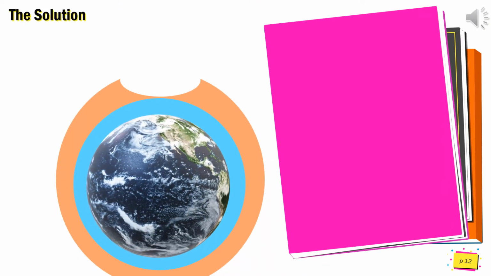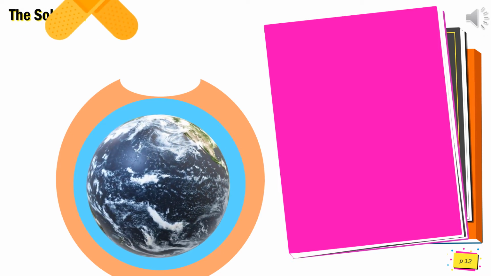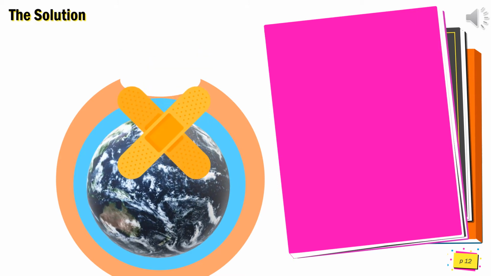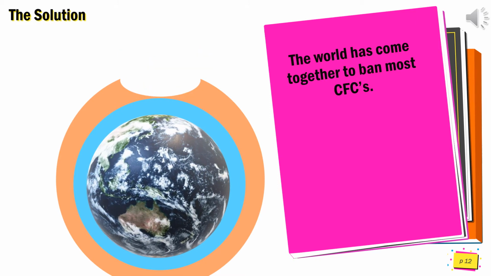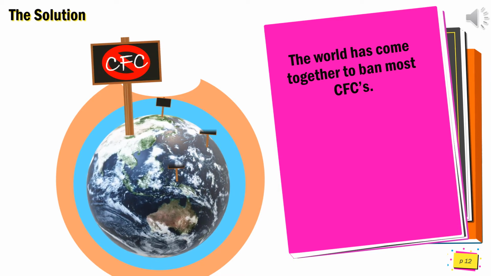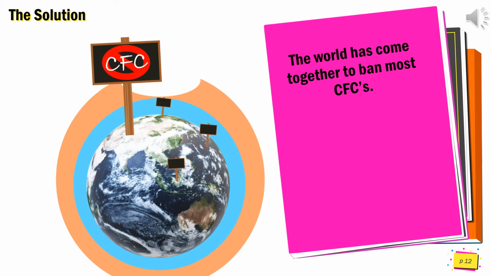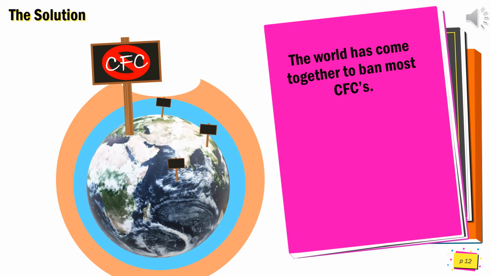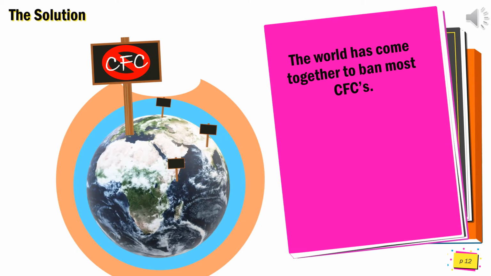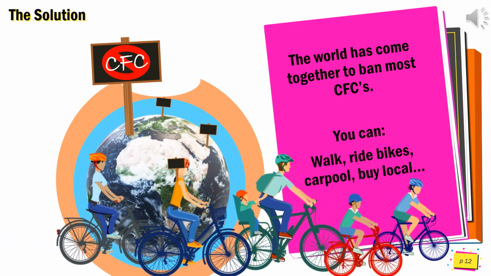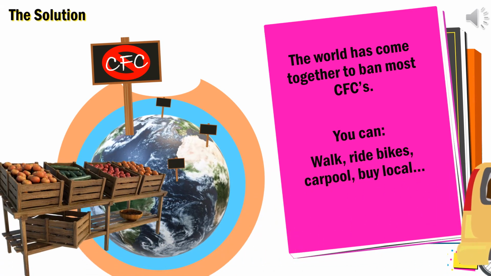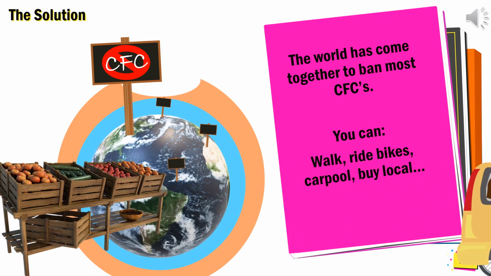So what can we do? What's the solution? Could we put a big band-aid over the hole in the ozone? No, that won't work. Most of the world has come together to ban CFCs. This is helping to repair the ozone layer, but it will take time. What can you do? Well, engine exhaust can harm the ozone. So you can walk or ride bikes when you're going a short distance, or you could even carpool. And you could buy local products because this will reduce the pollution from trucking.